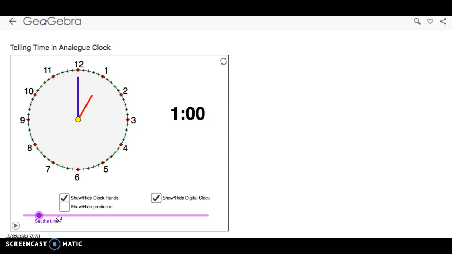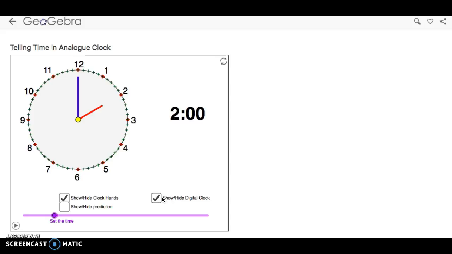Now, we are going to use our analog clocks to test our understanding. We are going to start by moving our clock to 2 o'clock p.m. Simon, can you move the clock to 2 o'clock p.m.? Let's check to see if you're correct. Great job, Simon. You moved the clock to 2 o'clock p.m.